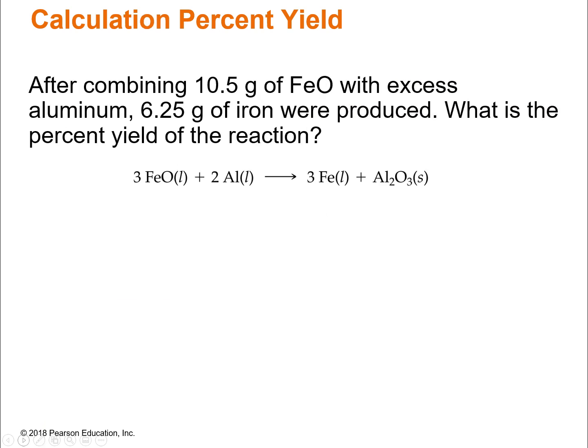So here's the more difficult one. You can feel free to go ahead and try it on your own. I'm going to talk it through and walk it through while you do that. After combining 10.5 grams of iron 2 oxide with excess aluminum, 6.25 grams of iron were produced. What is the percent yield of the reaction?